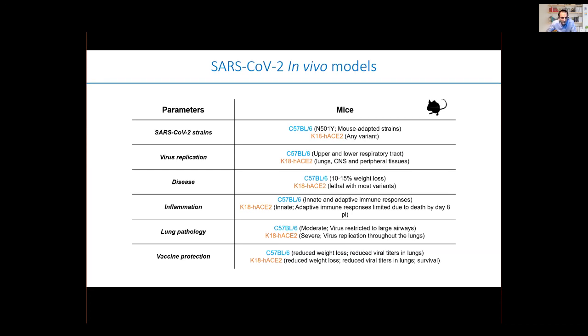There's also mouse adaptive strains that several laboratories have used. The major difference between these two strains is that one allows for replication in the upper respiratory tract. In the K18 human ACE2 transgenic mice, not only will the virus replicate in the respiratory tract, but also extrapulmonary as well. These mice, with some of the older variants and the original wild type virus, will succumb to infection, primarily due to CNS involvement, but there are also other peripheral tissues that are infected. Some of the more recent Omicron variants seem to be less pathogenic in these ACE2 transgenic mice.